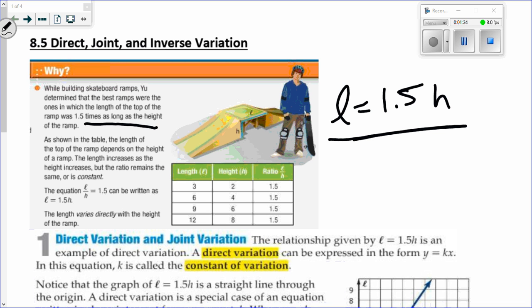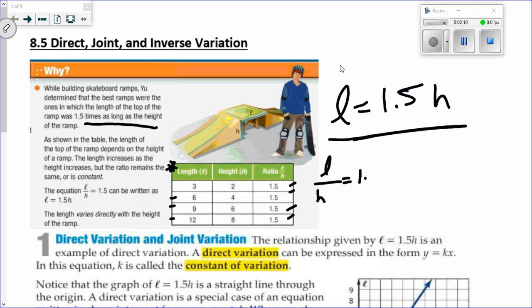And this table shows that relationship. So if the length was 3, the height was 2. That kept the 1.5 ratio. All of these keep the 1.5 ratio, the length over height. So 1.5 is called a constant of variation. It remains constant. We see it in each one: length over height equals 1.5. On any of these combinations, length over height equals 1.5.